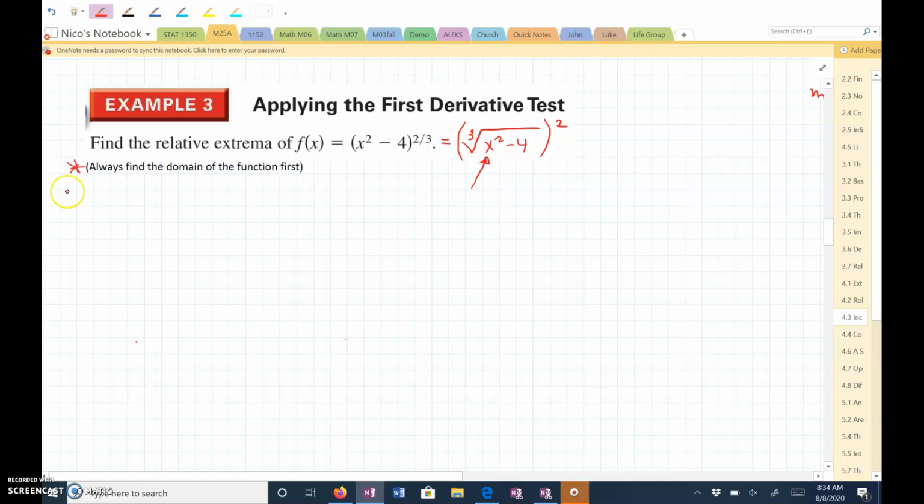So that means the domain of this function is going to be from negative infinity to positive infinity. So we got that taken care of. The next thing we have to do, we have to take the derivative. We have to find the critical numbers.